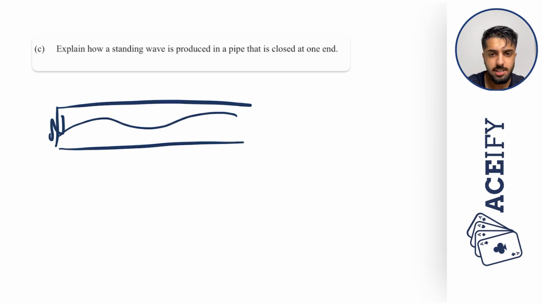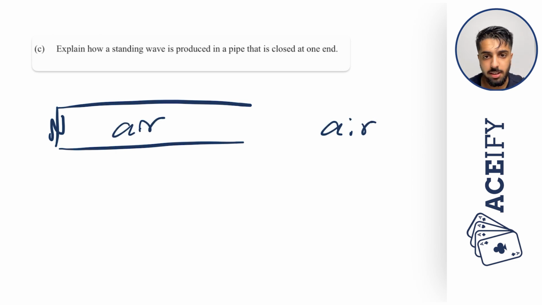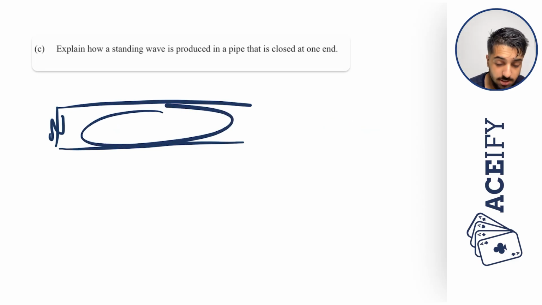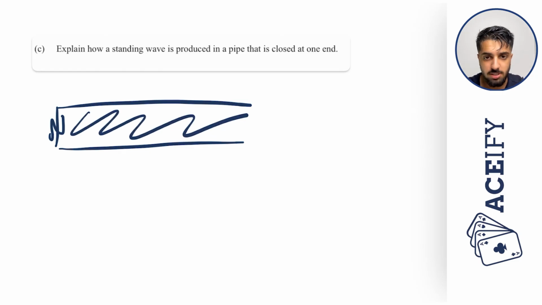Now this seems kind of counterintuitive, because if it's an open end, why does it reflect back? Why doesn't it just go straight through? This is because it's changing medium. Even though there's air over here and then air over here, it's the same air. The conditions that the air is in the pipe is different to when it's outside. You can see that the air is confined, and so there's pressure differences, etc. So the medium is changing.